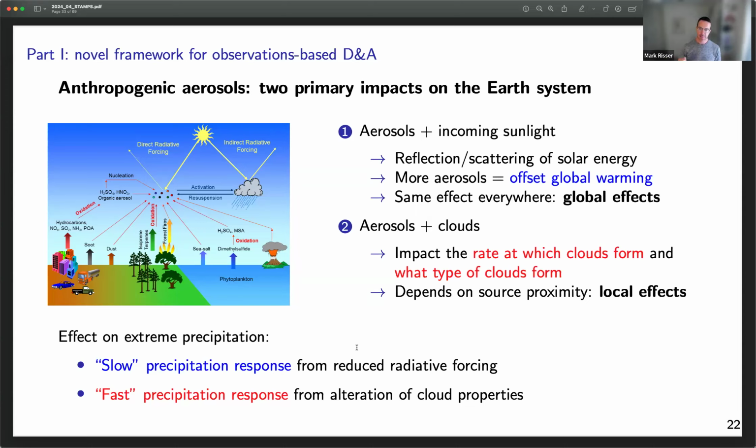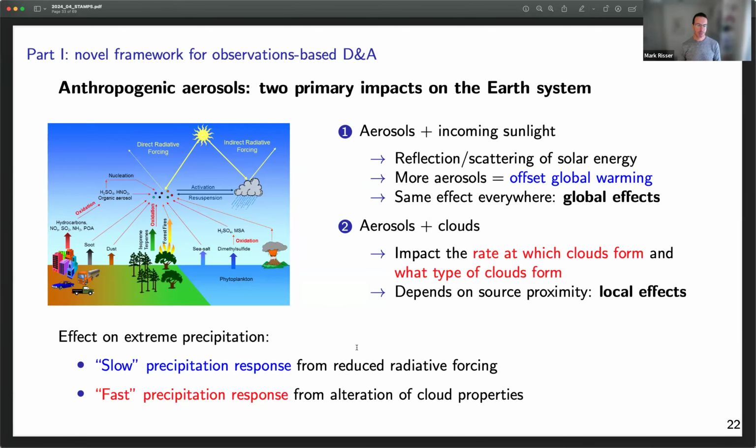The second impact that these would have on the Earth system and also rainfall is, the first one was the direct effect, the second one here is an indirect effect. Again, as aerosols are emitted, they enter the atmosphere and then they start interacting with clouds, and they impact the rate at which clouds form and also what type of clouds form. So again, you could think this has a very large impact on rainfall. Whereas that direct effect is a global thing, this is a much more localized thing; it depends much more on how close you are to a given emission source.